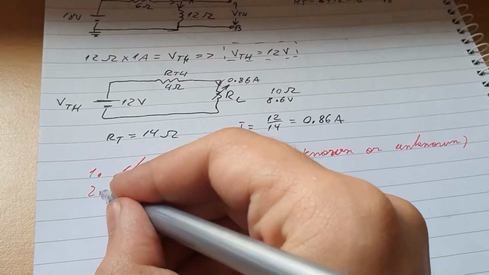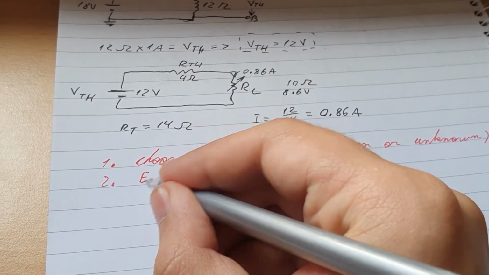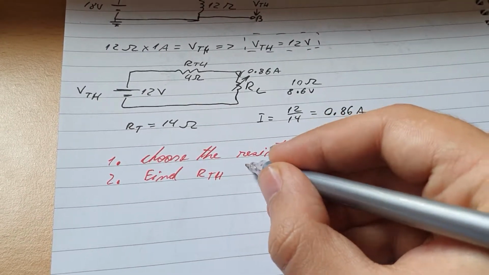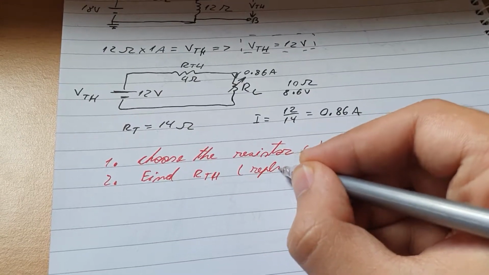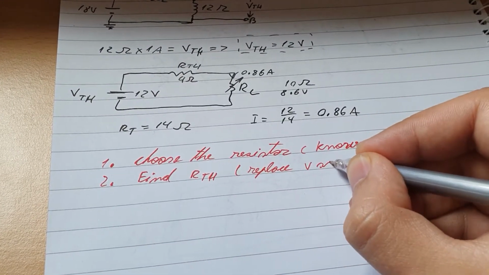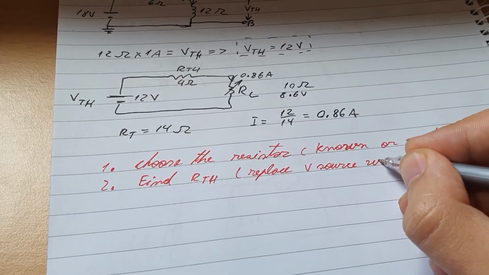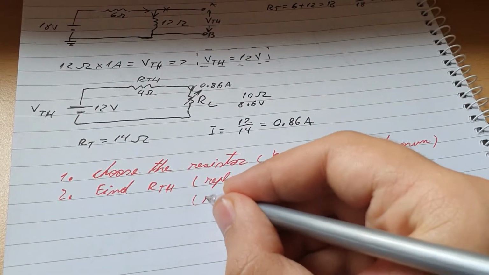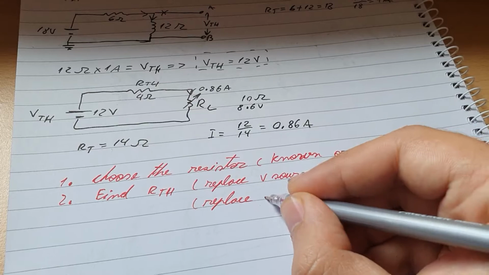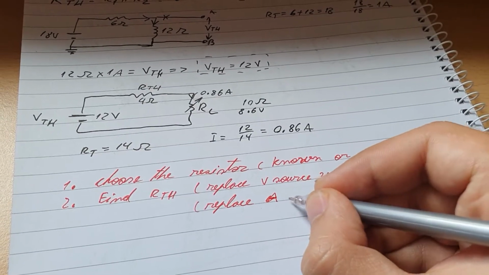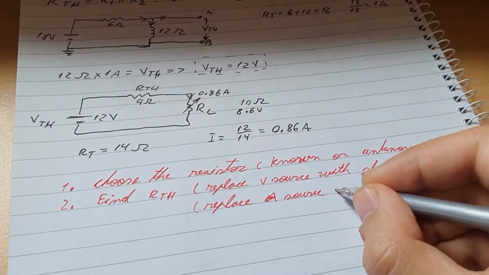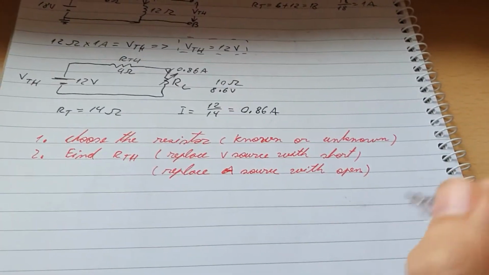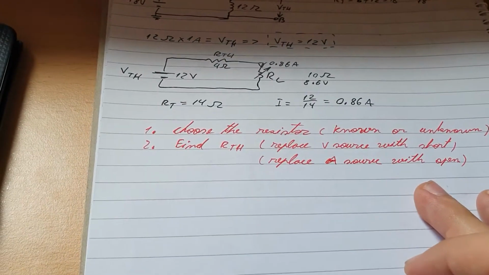And then step 2 will be to find RTH, and then replace the V source with a short, and replace the current source, let's just put I source, with an open, just like we learned in superposition. Then that's the second step.